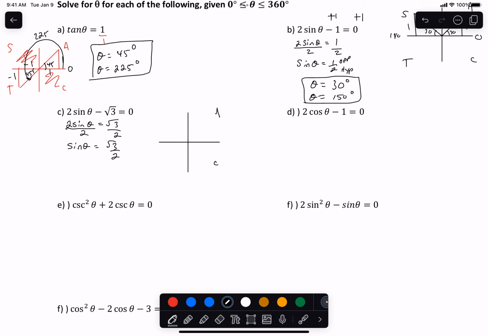Where is sine positive? Sine is again positive in this quadrant and this quadrant. So we're going to draw our terminal arms there. And sine is again opposite over hypotenuse. So root 3 by 2, root 3 by 2. And the angle that is opposite of root 3 is going to be 60. So which makes our answer, theta is going to be 60 degrees, and theta is going to be 120.